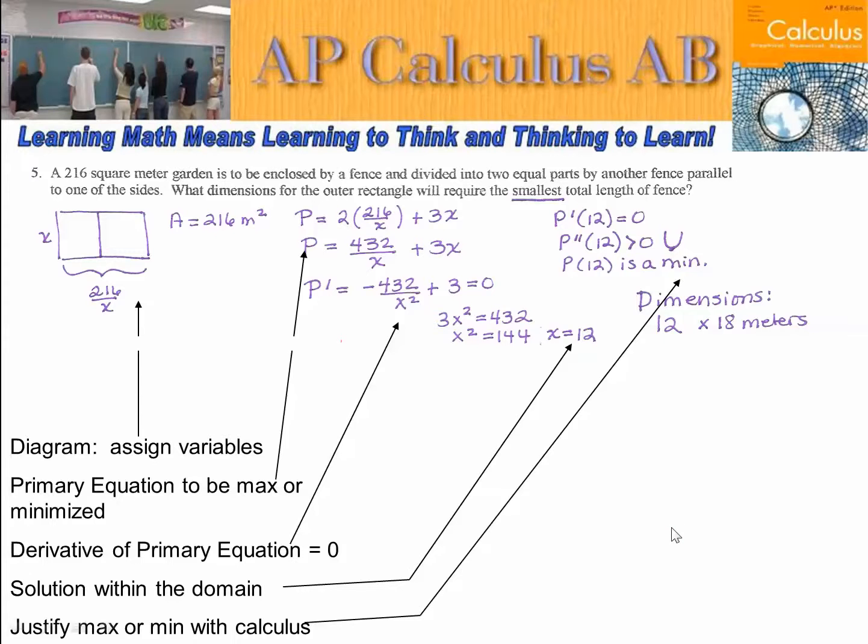Yes, we did. There'll probably be a problem like this on the test, but I could switch these two. I could give you the perimeter and ask you to maximize or minimize the area. So watch out what's given. You're never going to maximize or minimize the given. You're going to maximize or minimize what they ask you to determine the max or min of.